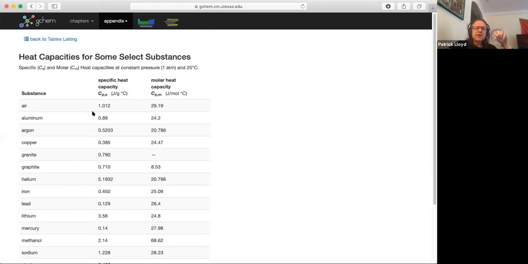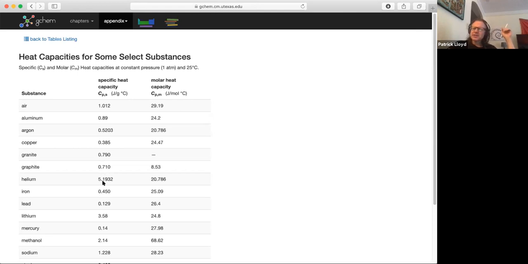Air has a specific heat of 1.012. Again, the units are joules per gram degree C. Aluminum, about 0.89. Argon, about 0.5203. Copper, 0.385. I'm glad I remembered that one right. Granite, a stone, 0.79. And graphite, which is pencil lead, is 0.71. So not that different from granite.